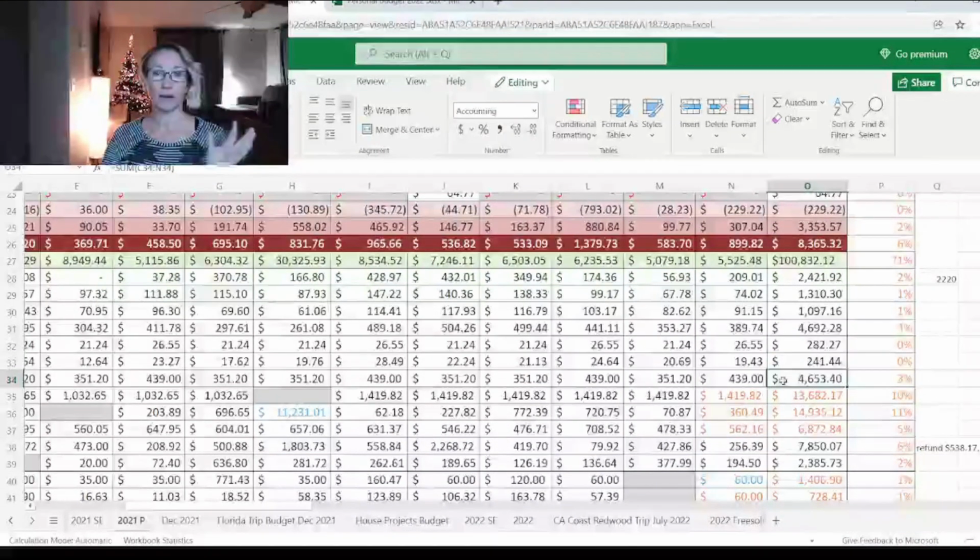And then for our health insurance, it's about $87 a week. So it fluctuates month to month. Some months it's $351 and other months it's $439, but for the year it's $4,653.